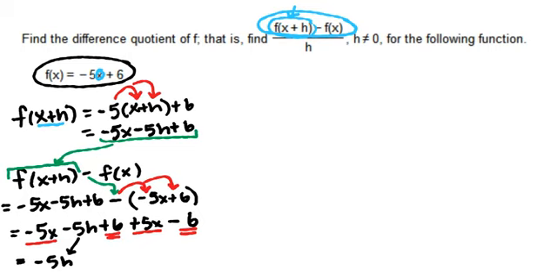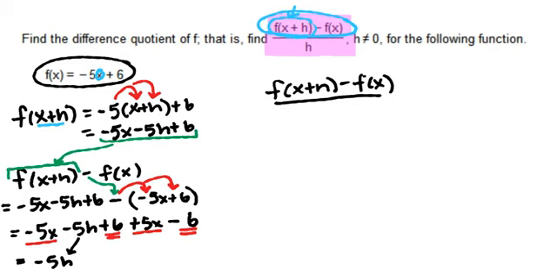So now that we've calculated the whole numerator, we're going to calculate the whole expression. That whole expression for the difference quotient is f of x plus h minus f of x over h. And once again, we're going to reuse the work that we've already done.